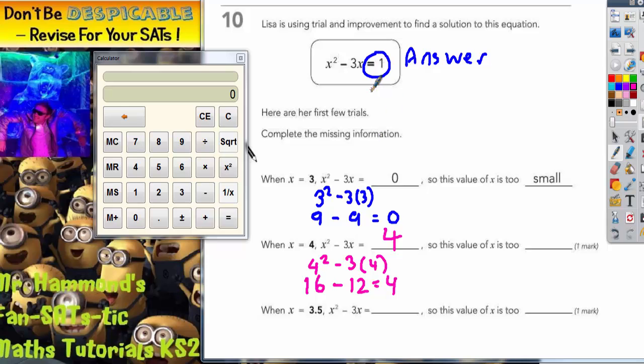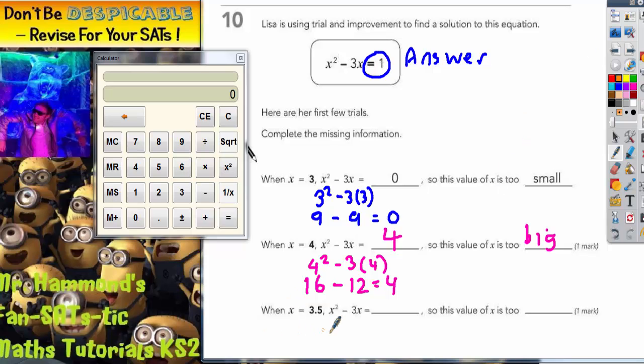Well, remember, our answer needs to be 1. So if we're getting 4, that's way too big. So this value of x is too big because it's giving us an answer which is too big. 4 is bigger than 1, so it's too big. We next need to try 3.5.